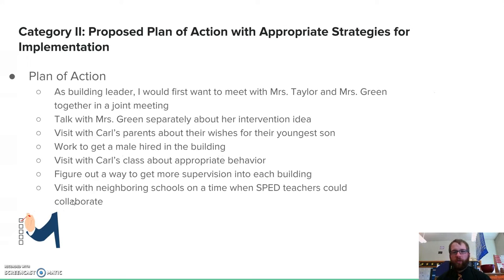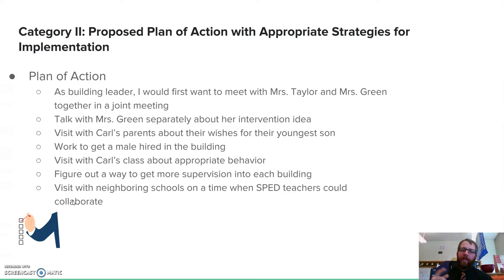So my plan of action: I would like to meet with Mrs. Taylor and Mrs. Green. I'd like to put them together in a joint meeting, and we could hash this out. We could talk about this rather than just throw comments back and forth about disagreeing. I would like to talk with Mrs. Green separately, figure out the ins and outs of her intervention idea.